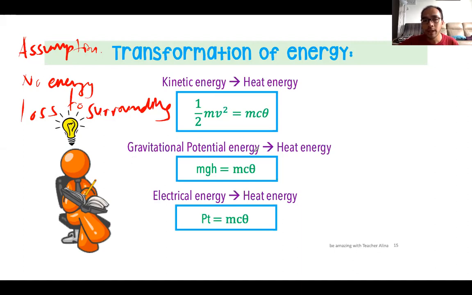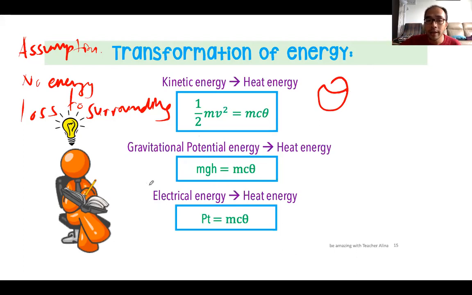Likewise, gravitational potential energy can also be converted to heat energy. This is the formula for gravitational potential energy, which you have learned in Form 3. Again, it equals mc theta, or mcθ. It's a good time to remember this formula. Remember that this theta, this is how you write theta. So theta refers to the difference in temperature, which you will come to in a while.